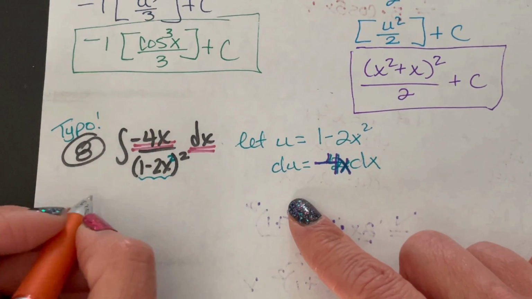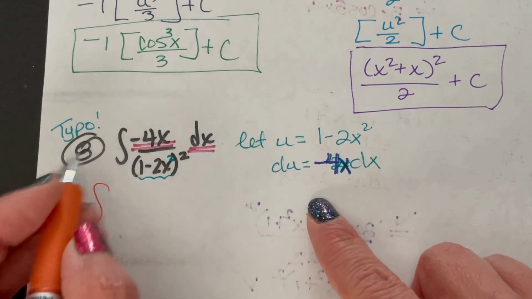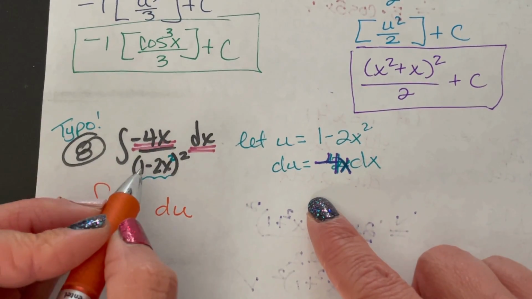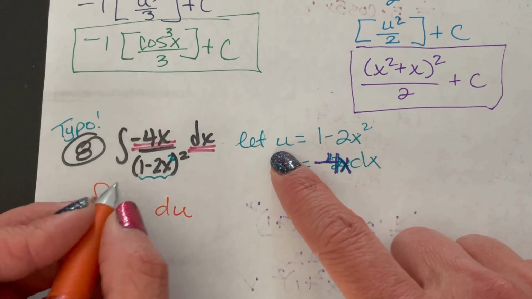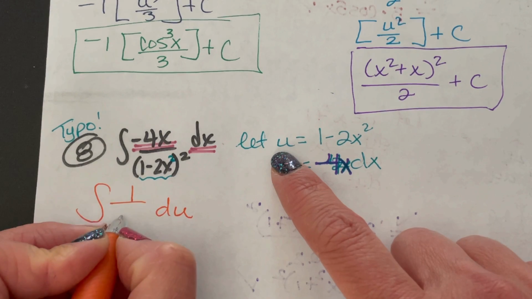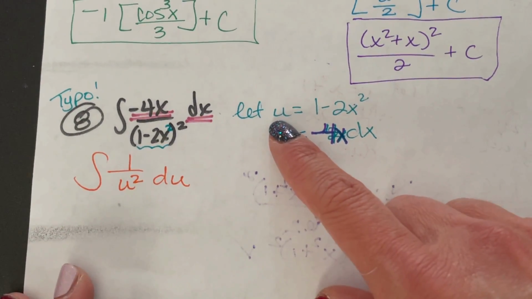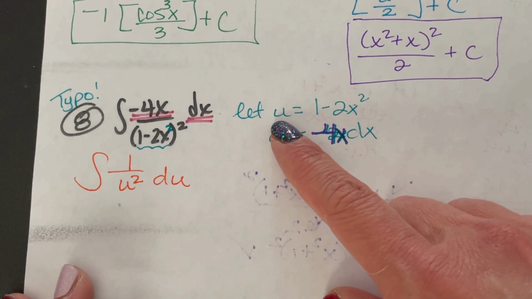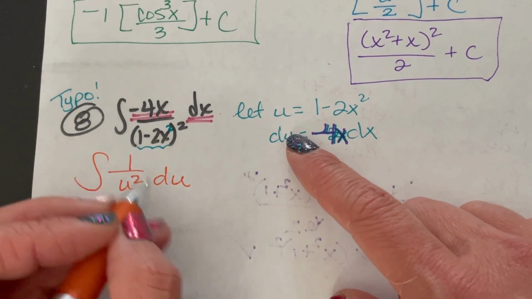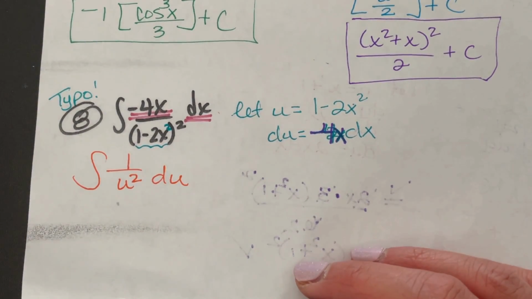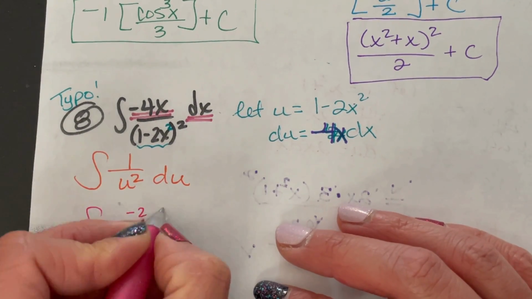Anyways, okay. So let's do our substitution. So we'll have the integral of, we're replacing the negative 4x dx with du. And we're replacing 1 minus 2x squared with u. So, but this is in the bottom. So we'll have just a 1 up top and then u squared in the bottom. Okay. So when we do this derivative, we need to write this as a non-fraction. So let's rewrite this as u to the negative 2nd power.